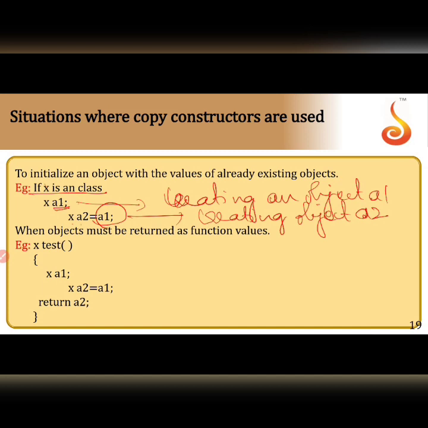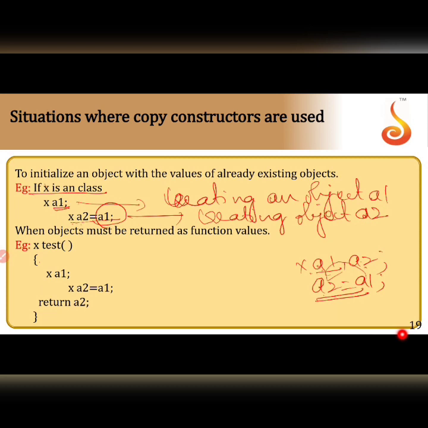Getting it? For example, if I do like this, X A1, A2, then A2 is equal to A1. What do you mean by that? This is called assignment. I have already created an object here, then I am assigning the values of A1 to A2. Here I am initializing, because during creation only I am giving an initial value. Assignment and initialization.